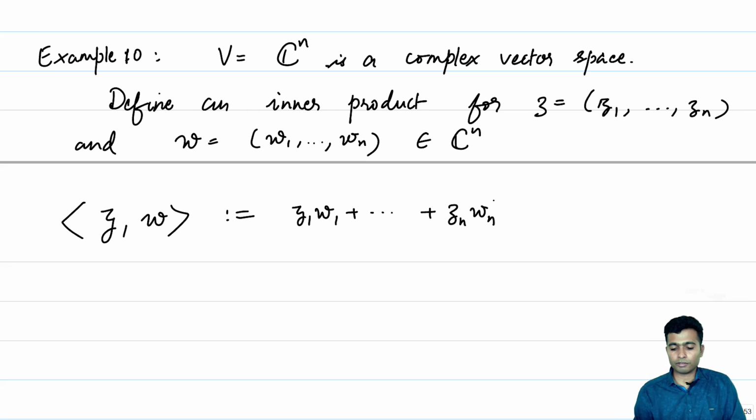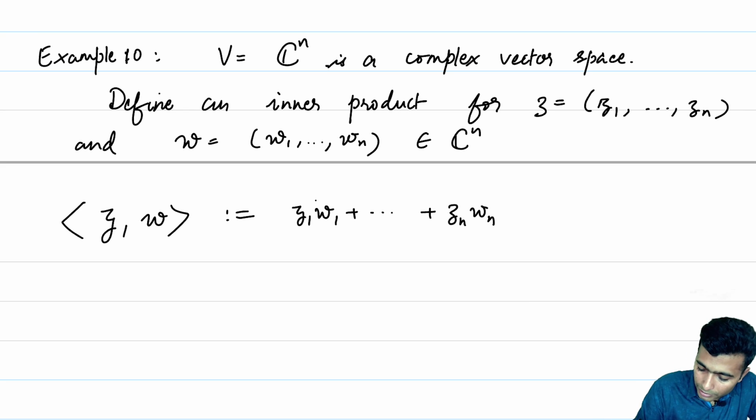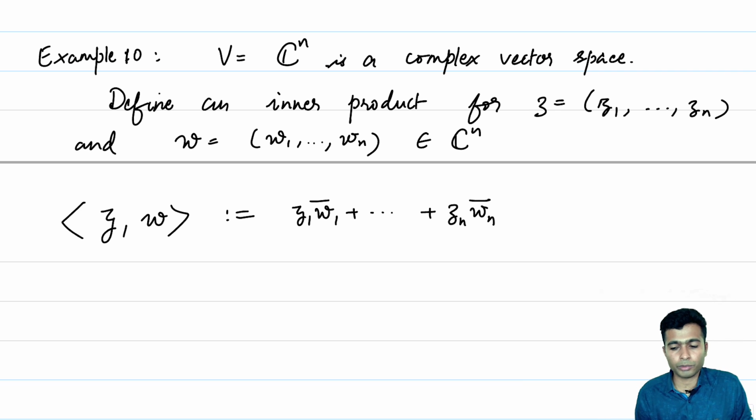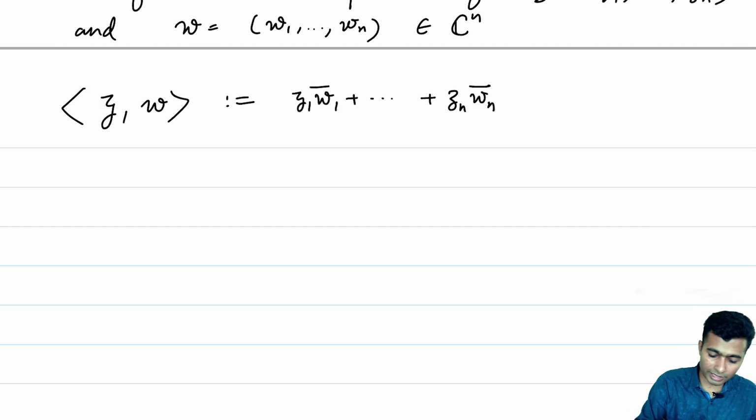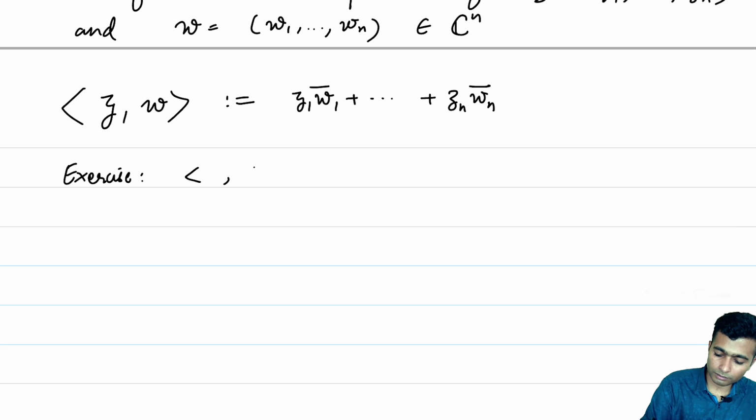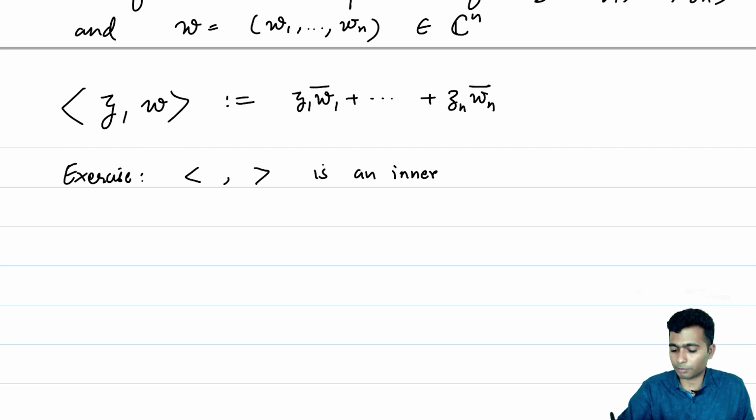If n is equal to 1, however, we will just fall back to the example 9, which we just did, and we saw that that's going to fall apart. There is something seriously wrong which will happen if we define it like this. However, from what we did in 9, we can take inspiration and define it as Z1 W1 bar plus Z2 W2 bar up to Zn Wn bar. I will leave this as an exercise for you to check that this is an inner product on the complex vector space Cn.